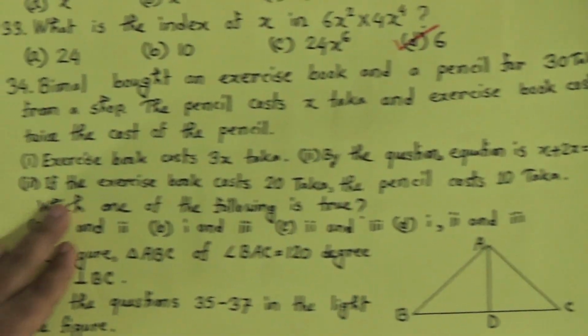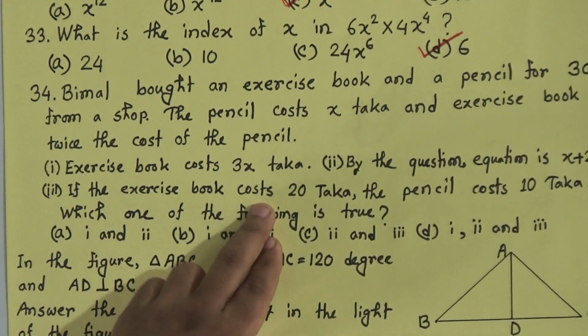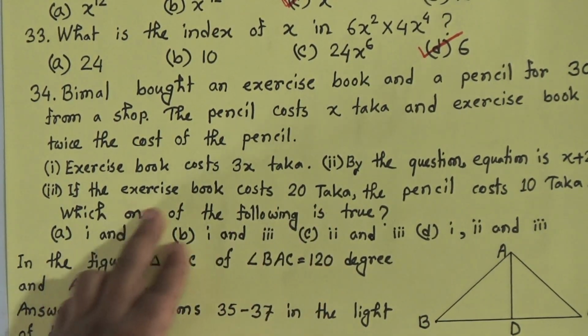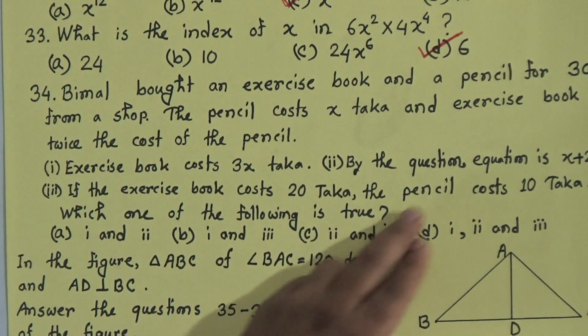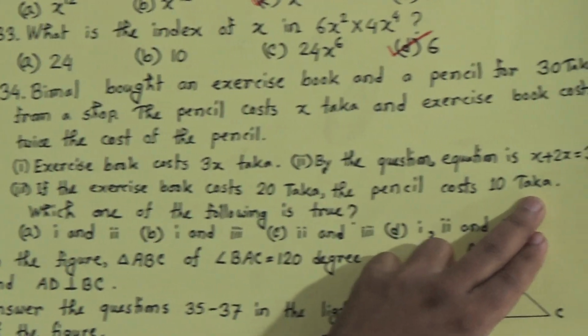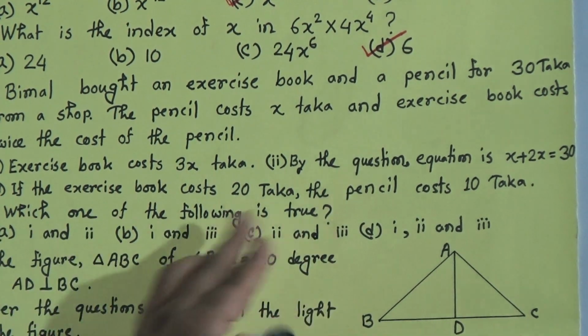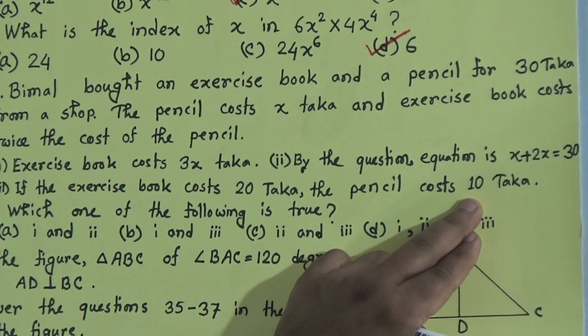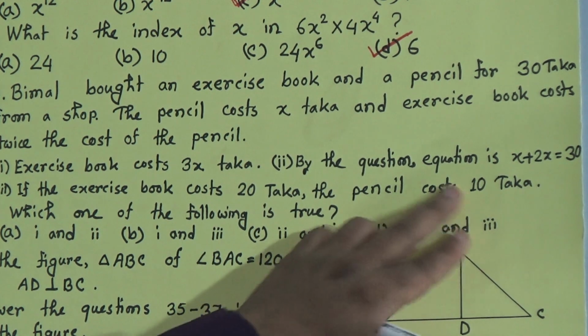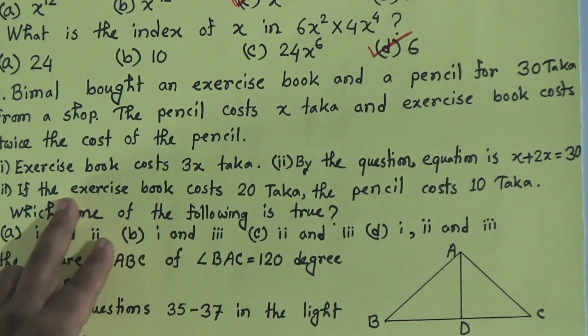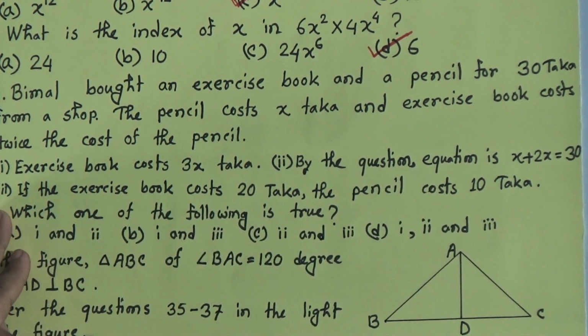Now activity 3, if the exercise book cost 20 taka, the pencil cost 10 taka. It's also correct because the exercise book's cost is twice than the price of the pencils. The price of pencil is 10, so 10 multiplied 2 is 20 taka is the cost price of exercise book. So activity 3 is also correct.